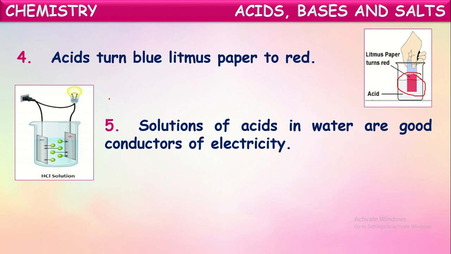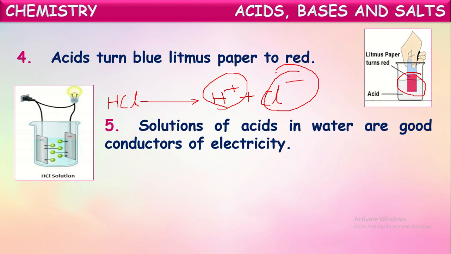For example, if we dissolve HCl, which we call hydrochloric acid, in water, it splits immediately into H plus and Cl minus ions. Because of the presence of these oppositely charged ions in water, it behaves as a good conductor of electricity. Okay.